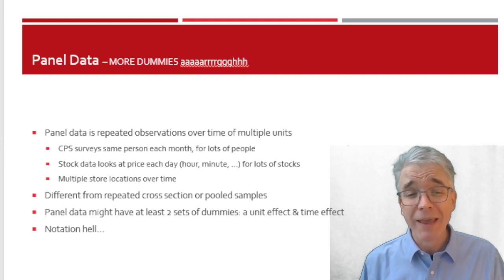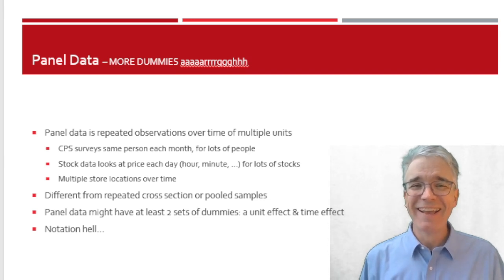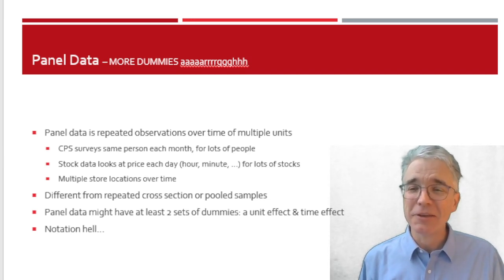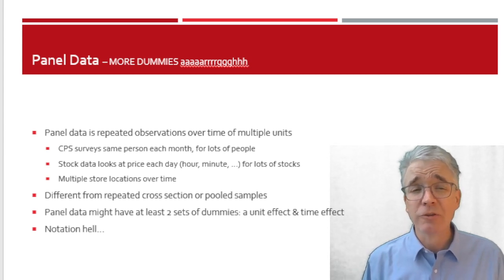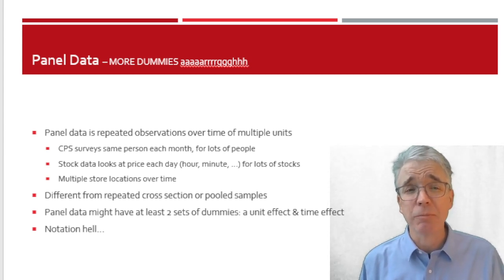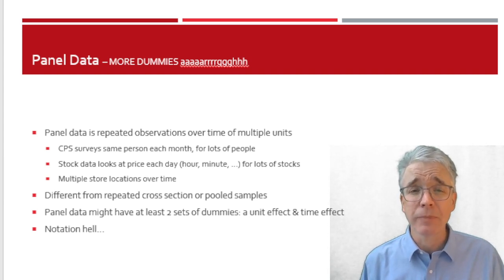Usually when we have panel data, we get lots more dummies. Hooray! But that means you've got to do even more work to get it correct. Panel data is repeated observations over time of multiple units. For example, CPS surveys talk to the same person each month, lots of different people. It's a panel. A cross-section, on the other hand, would have a number of different people or units at one particular time. A time series might have data on one particular unit over multiple times.